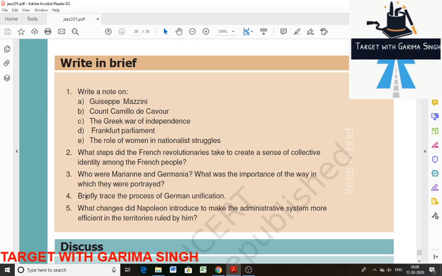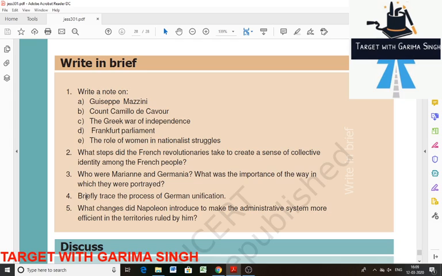Then fourth is, briefly trace the process of German unification. So nationalist feelings were widespread among middle-class Germans, who in 1848 tried to unite the different regions of the German Confederation into a single state governed by an elected parliament. This liberal initiative to nation building was however repressed by the combined forces of the monarchy and the military, supported by the large landowners called Junkers of Prussia. From then on, Prussia took on the leadership of the movement of national unification.